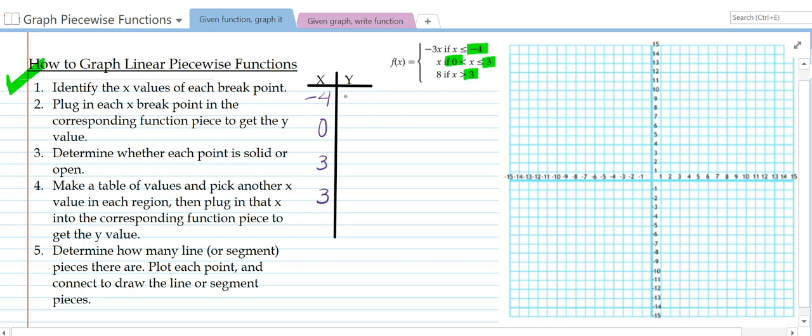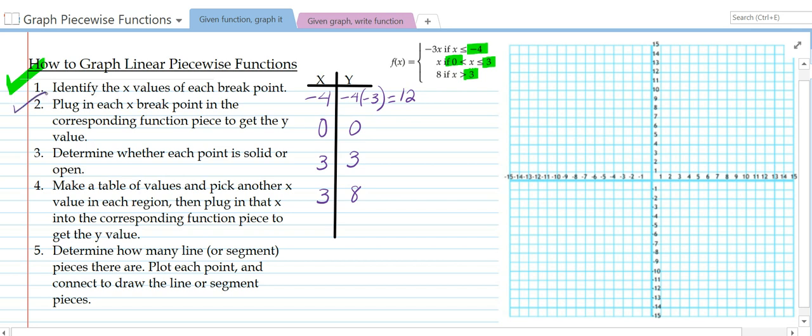So we plug in -4 into the -3x. So -4 times -3. We plug in -4 in place of x. So we get 12. Then we plug in 0 in the second piece. So when you plug in 0 for x, you just get 0. And we plug in 3 into the second piece as well. We get 3. Then we're going to plug in 3 into the third piece, and we get 8. This third piece is just a horizontal line because y, which is f of x, is always 8. So we're done with step 2.